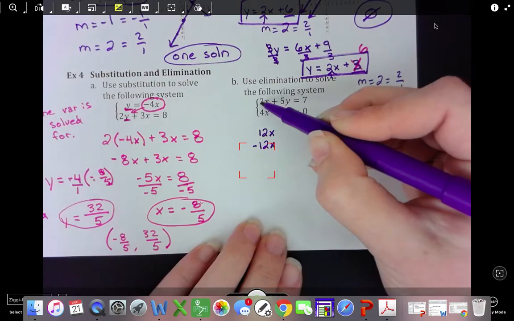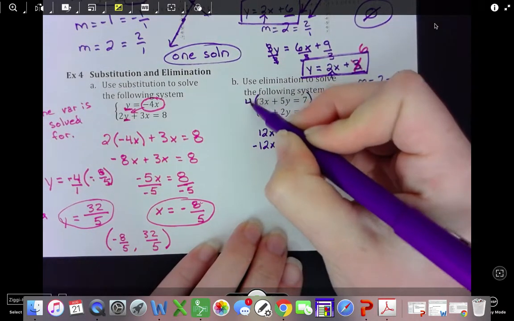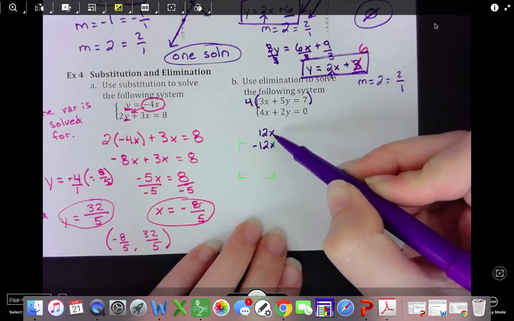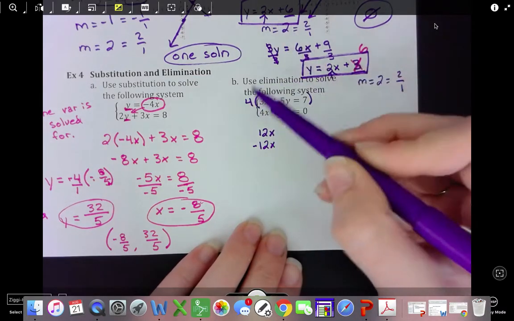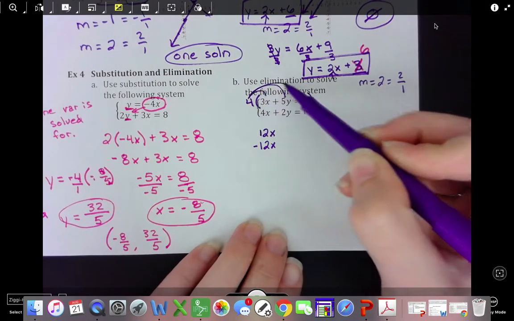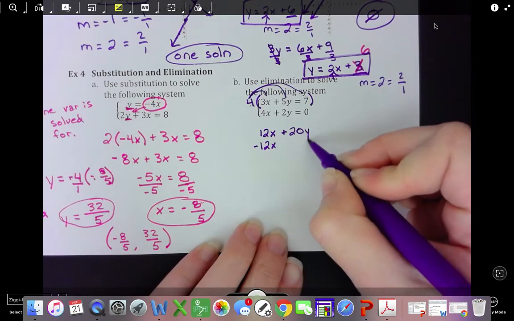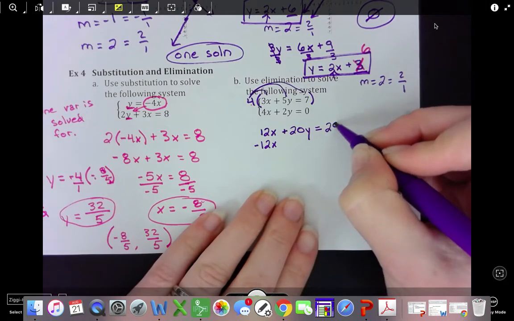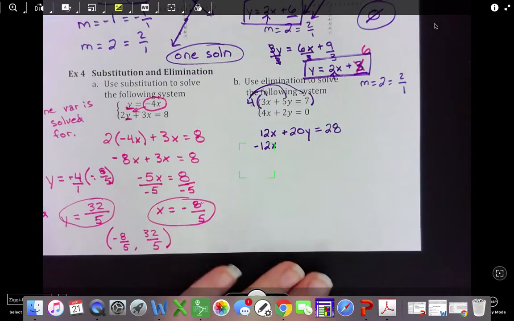So to get 3x to become 12x, I have to multiply this whole thing through by 4. Okay? So I took 4 times 3x to get 12x, right? I'm going to take that 4 and distribute it through all 3 of the pieces. Okay, so 4 times 5y is a positive 20y, and then 4 times 7 is 28. Now I've multiplied the whole first equation through by 4.